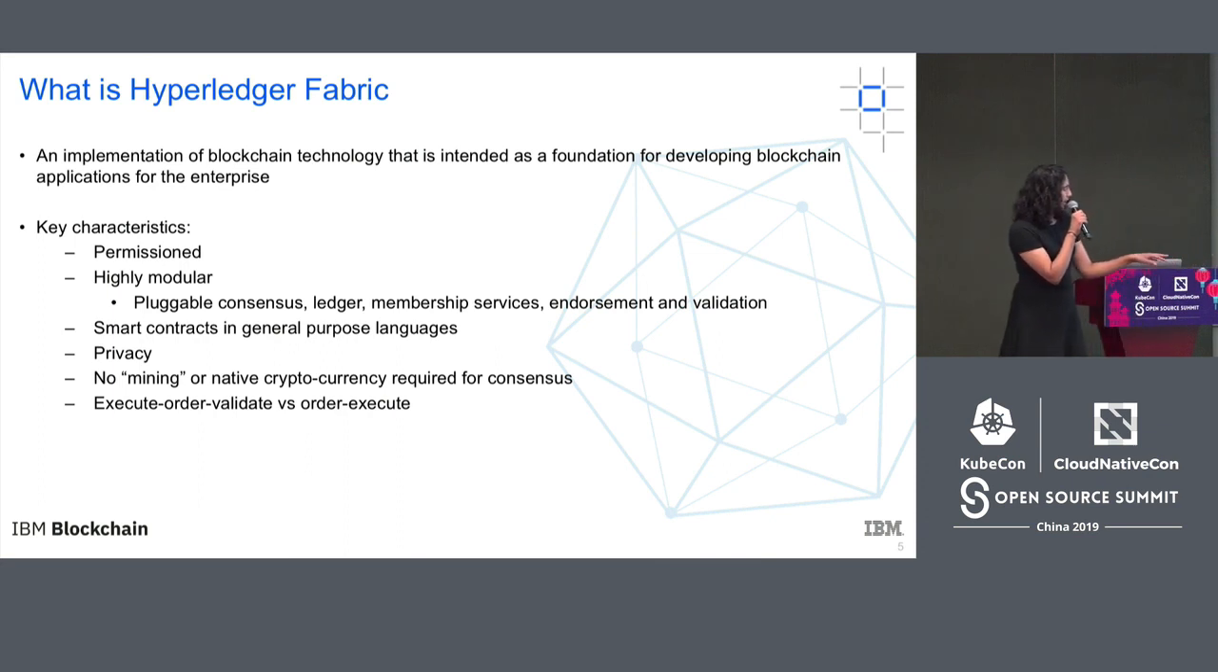And then the last thing that's very interesting is Fabric goes through this execute, order, validate flow, which means we execute transactions, then we order the transactions, and then we validate them, which is different from, I think, most blockchains, which order transactions and then they execute.